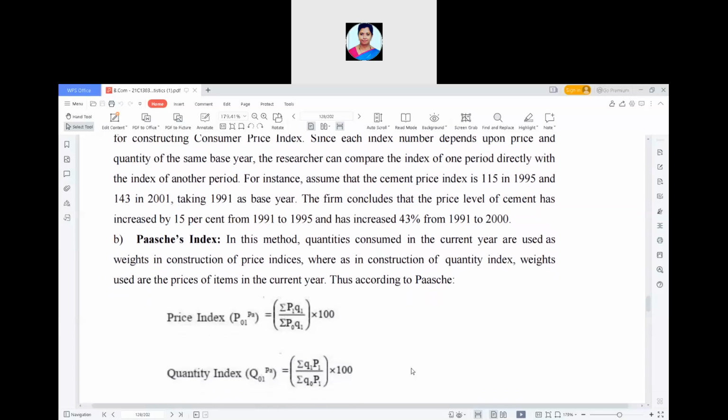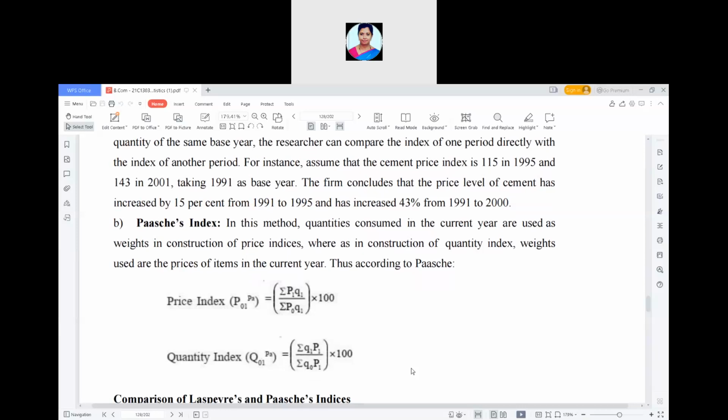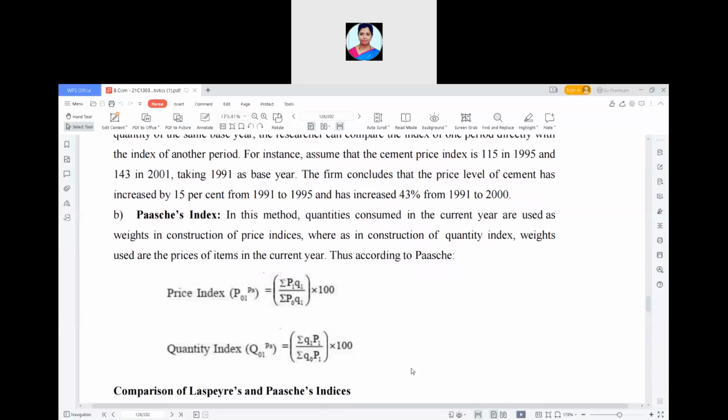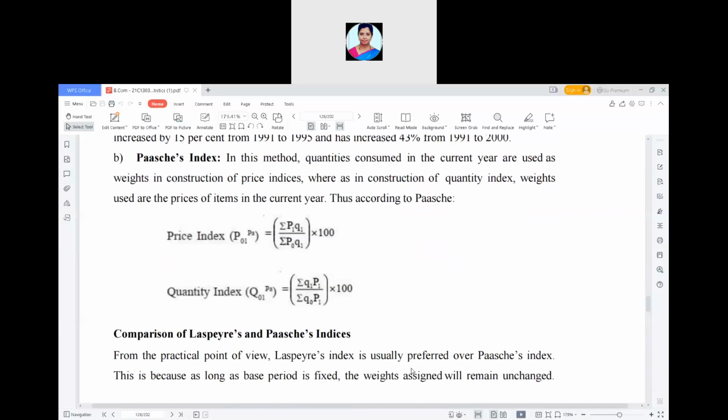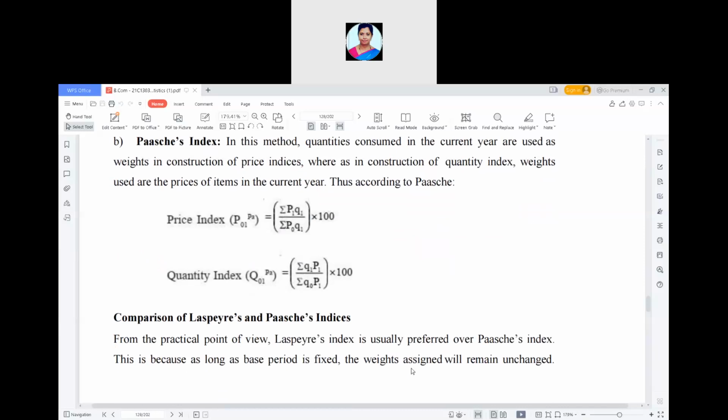Similarly for the quantity index, which we always represent by Q01, summation Q1 by summation Q0, we get summation Q1 P1 divided by summation Q0 P1 into 100. Now, a comparison of Laspeyres' and Paasche's indices. From the practical point of view, Laspeyres' index is usually preferred over Paasche's.